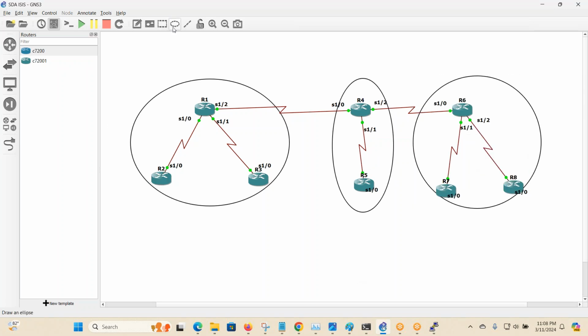So we are going to say that this one is area 1, area 2, area 3.